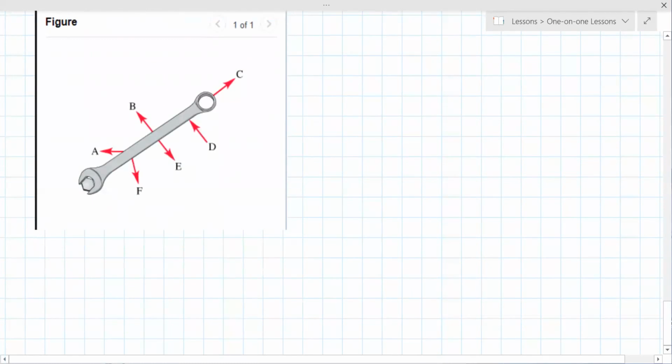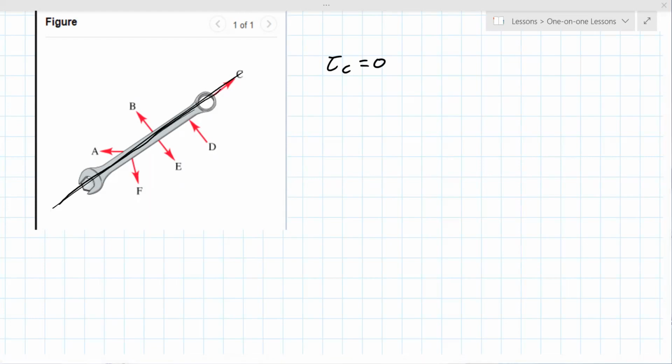So the axis here is right along this line of the wrench. The first thing is that C is right along there, and that means that the torque produced by C is equal to 0 because it goes along the direction of this object. Okay, so I think it asks you to rank them from smallest to largest. Well, that's the smallest, so that's the one that goes all the way on the right.